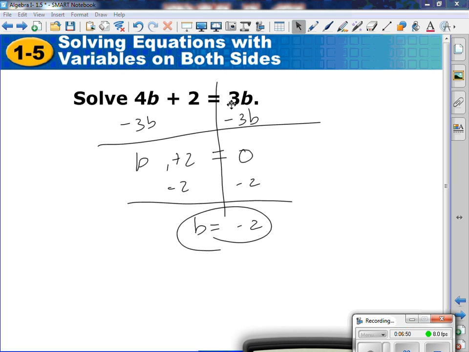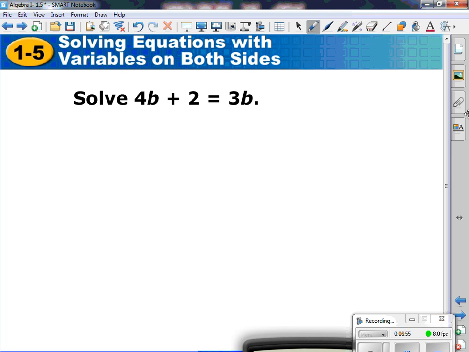Do I have to always move it from small to big? If I would actually moved it the other way, I moved the 4b over. Negative 4b, negative 4b. Gone. 2 equals what's 3b and negative 4b? Negative 1b. If I had $3 I was going to spend 4, I still need $1. So I have 2 equals negative b.